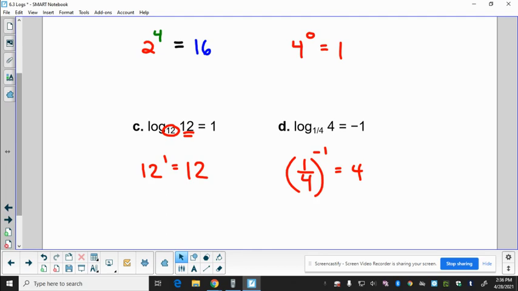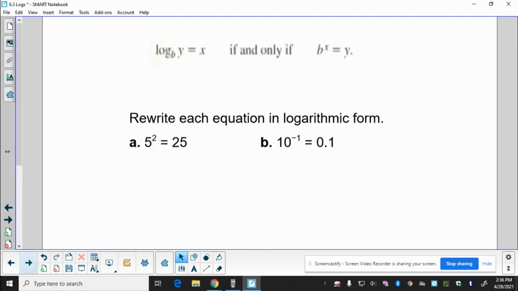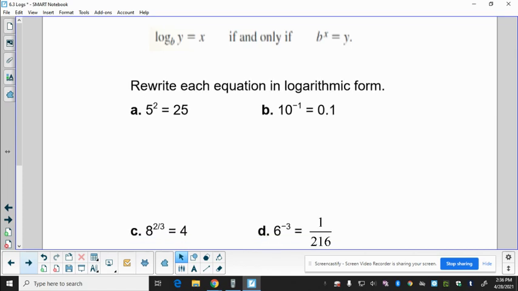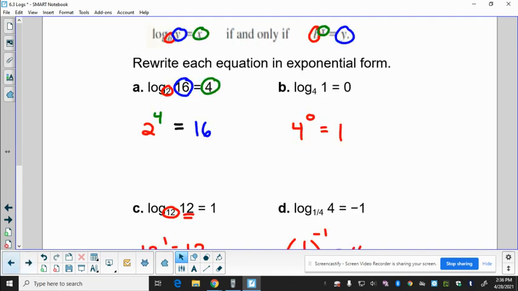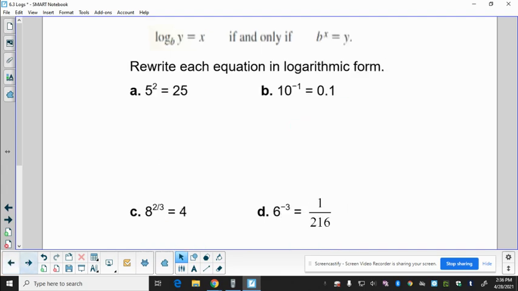All right, now let's go on. Okay, now this looks to be like the opposite of that, right? So let's go back to the last slide. We were given logarithms going to exponentials. Now we're going from an exponential to a logarithm. This formula, if and only if, means it's reversible. It can go both ways. So let's try this out.